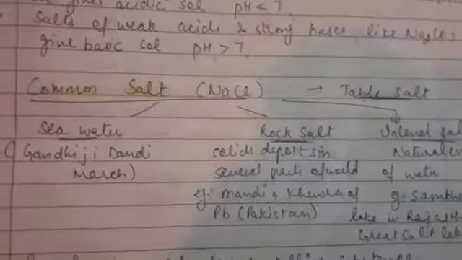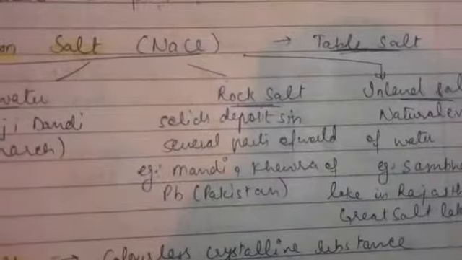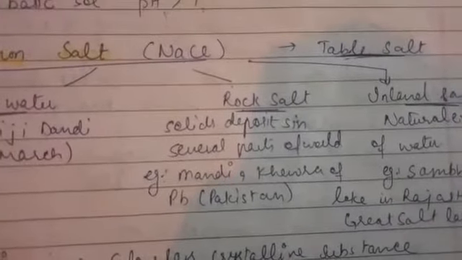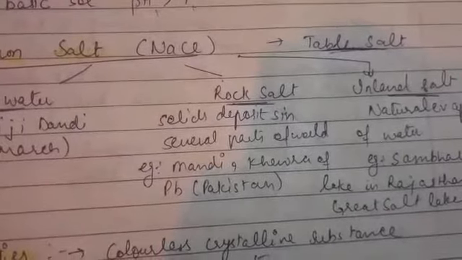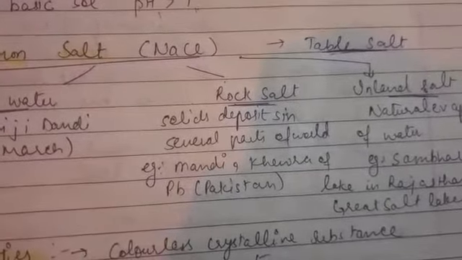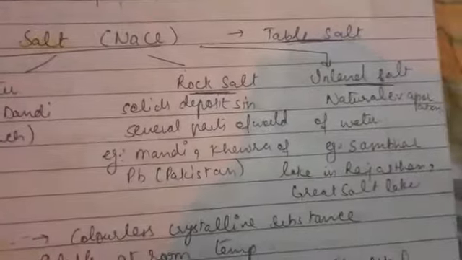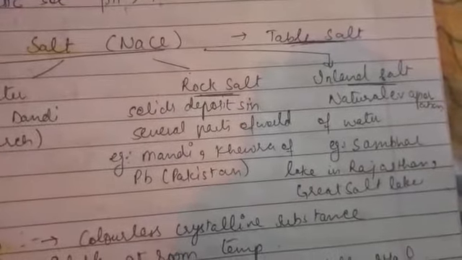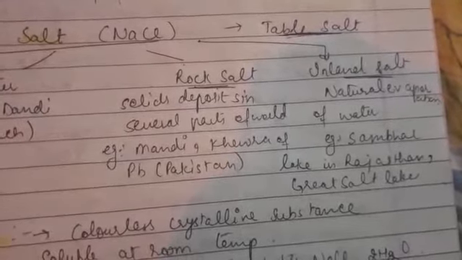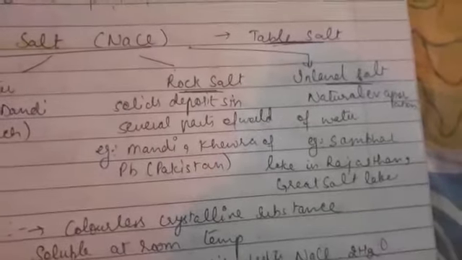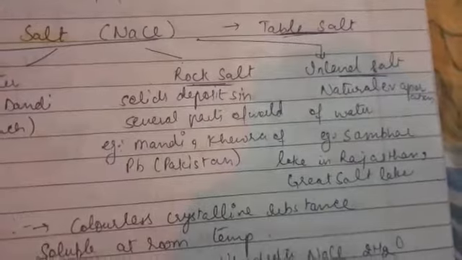Sea water: Gandhi Ji's Dandi March, you are already aware of it. Rock salt: what do we mean by rock salt? You have already read in your social sciences subject, these are solid deposits in several parts of the world, for example the Mandi mines of Punjab, now in Pakistan. And inland salt is formed when natural evaporation of the salt has occurred, for example Sambhar Lake in Rajasthan and the Great Salt Lake.